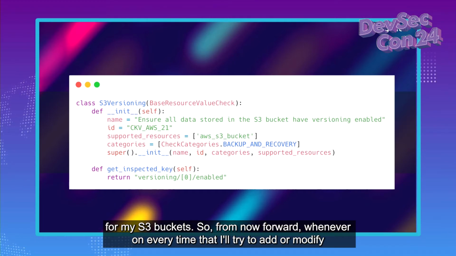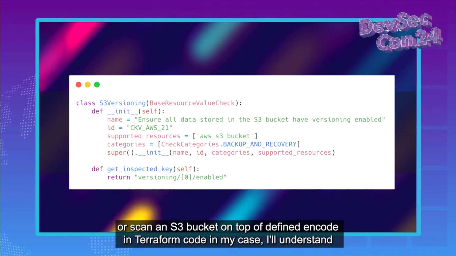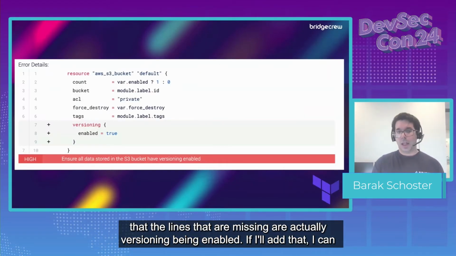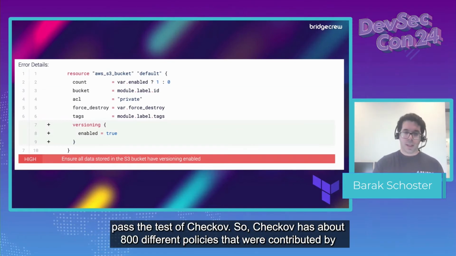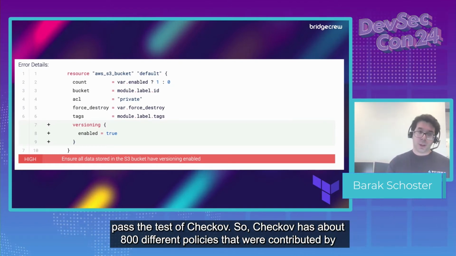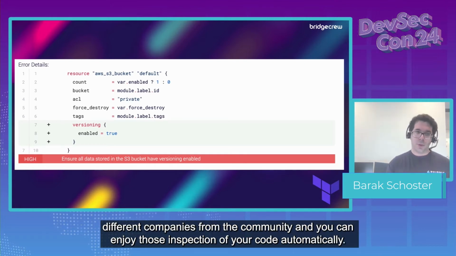So from now forward, every time that I try to add or modify or scan an S3 bucket defined in code, in Terraform code in my case, I'll understand that the lines that are missing are actually versioning being enabled. If I add that, I can pass the test of Checkov. So Checkov has about 800 different policies that were contributed by different companies from the community, and you can enjoy those inspections of your code automatically.